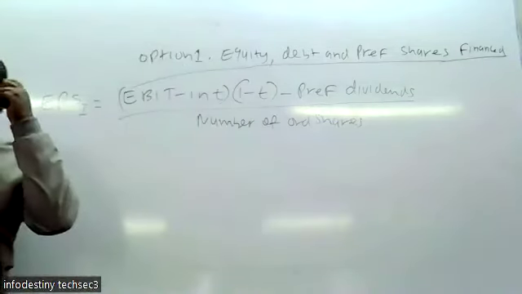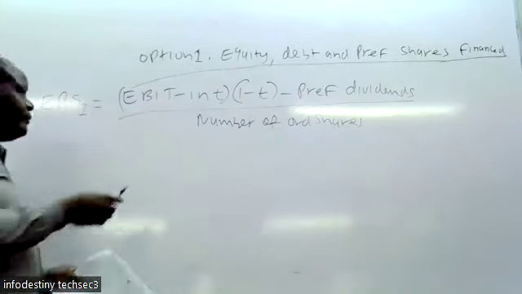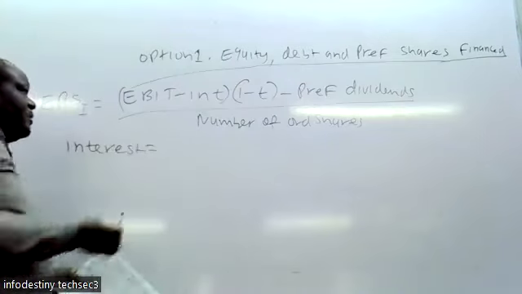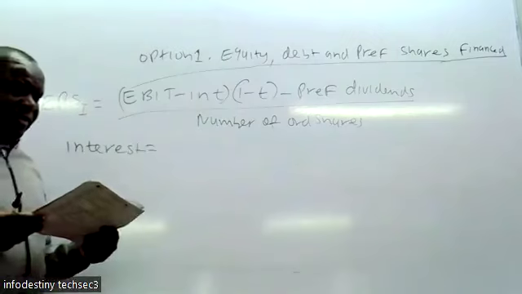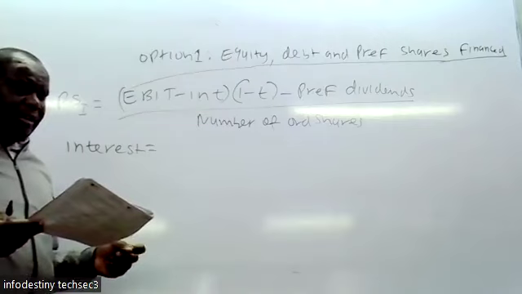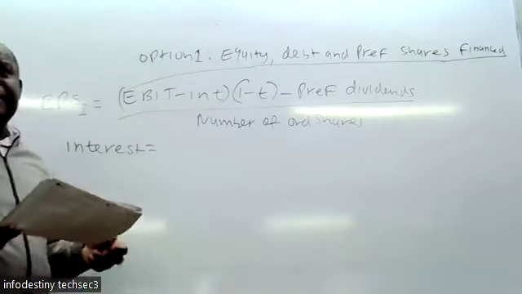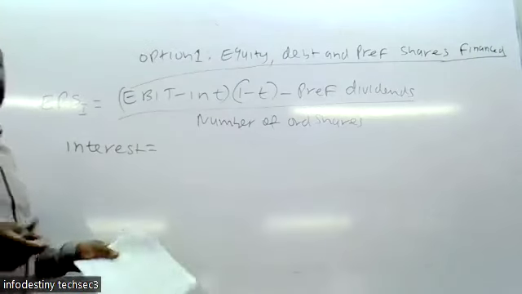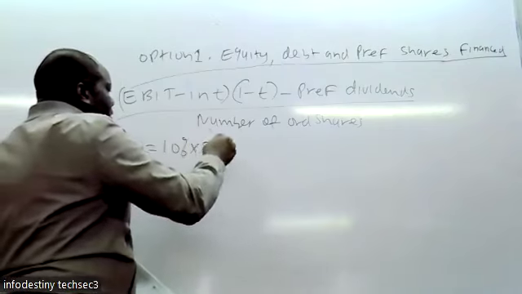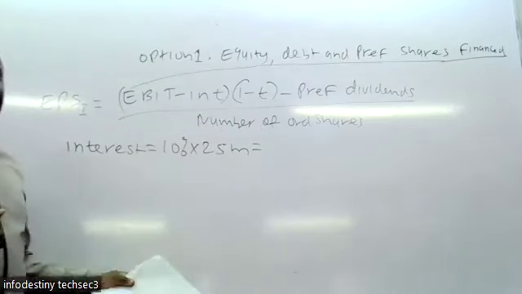Let us now compute interest. So interest on the debentures, from the current capital structure. Are you able to see 10% debenture capital? Total amount is 25 million. I hope you have seen that. So get 10% of 25 millions. That should be able to give you the interest.